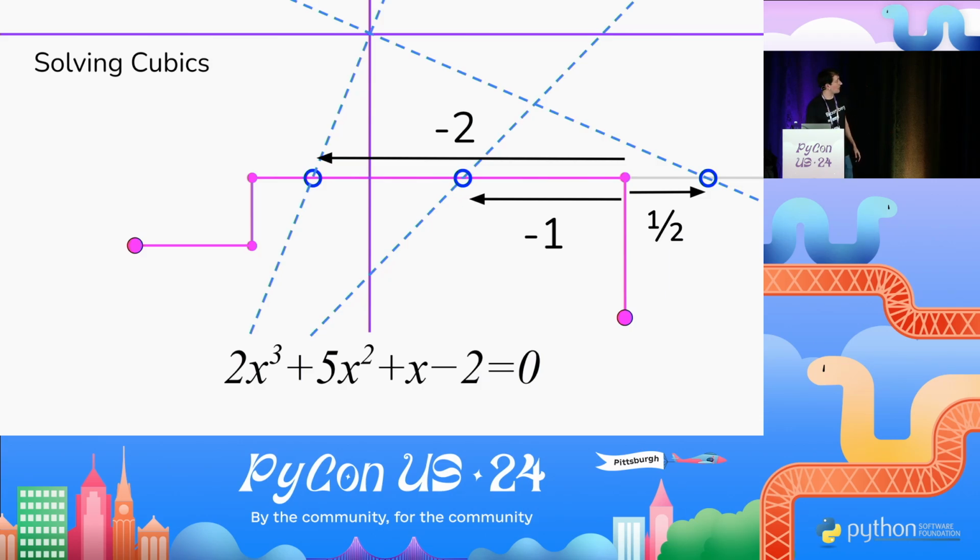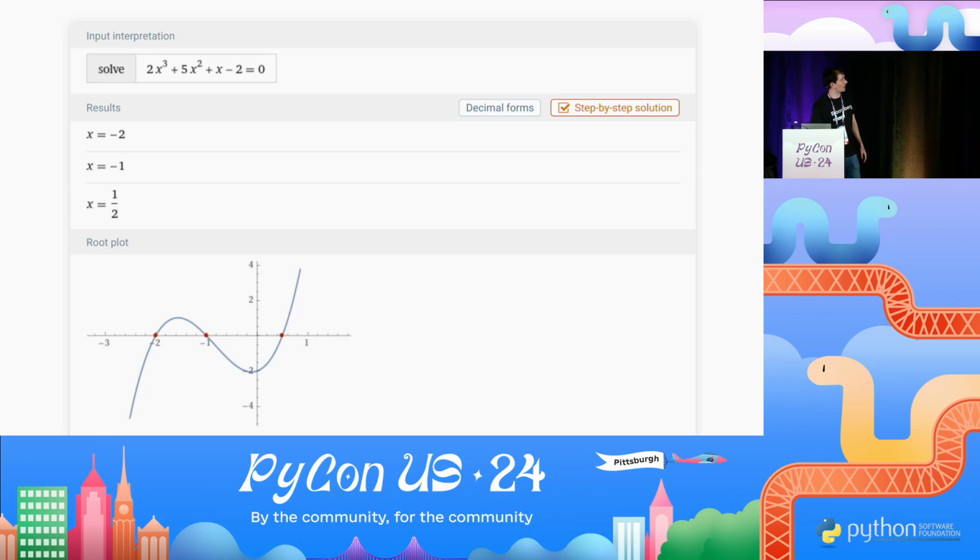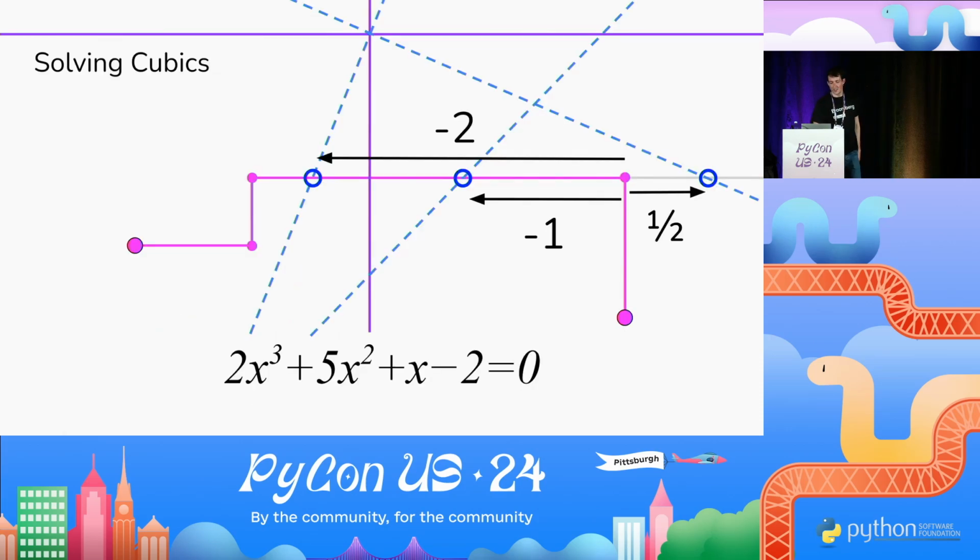And if you don't believe me, here's a proof by Wolfram. So it's a little small, but it's the same cubic. We get -2, -1.5. Like I said, this works for any cubic equation. It solves the general cubic, and that's great.